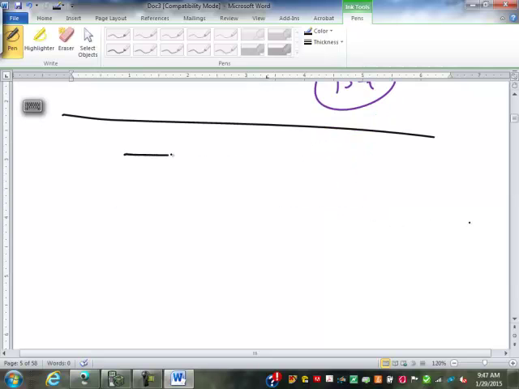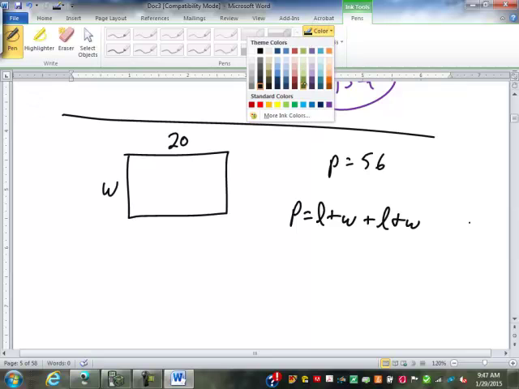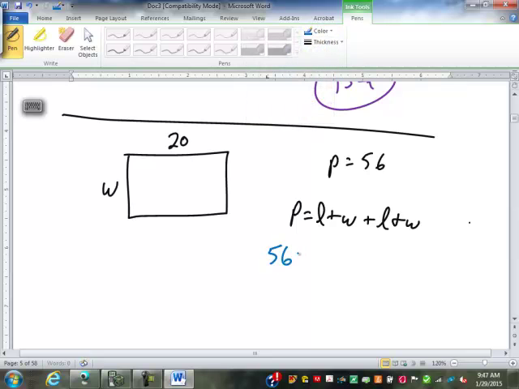Let's say we're given a rectangle that has a perimeter of 56, and we're told it has a length of 20. We're asked to find the width. So again, the perimeter is length plus width plus length plus width. We know the perimeter is 56. That goes in for P. The length is 20. We are looking for the width. That length is also 20. We're still looking for the width.